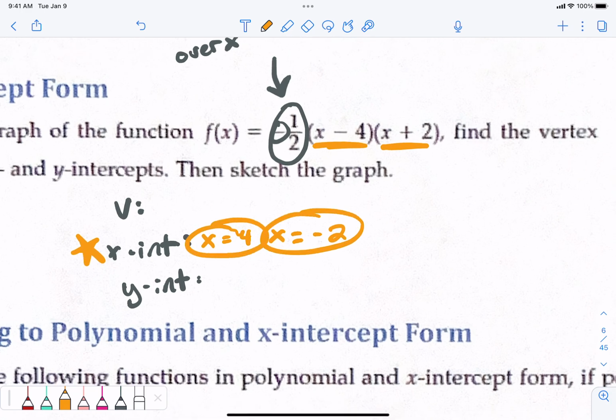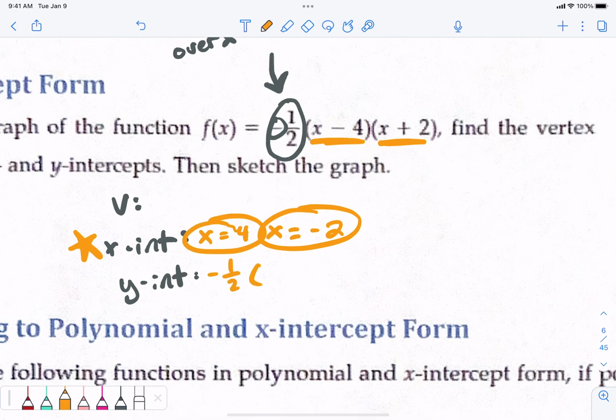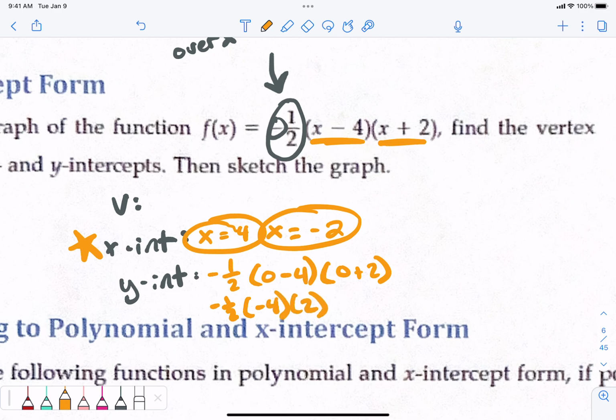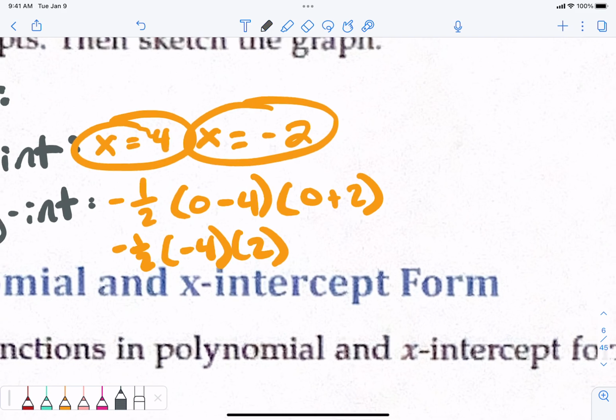And then let's do the y-intercept next, okay? How do you find x or y-intercepts? If it's not easy, you plug 0 in for the opposite one, right? So I'm going to plug 0 in for x. I'm going to do negative 1/2 times 0 minus 4 times 0 plus 2, okay? This is negative 1/2. 0 minus 4 is negative 4. 0 plus 2 is 2. What's negative 1/2 times negative 4? This is positive 2, and positive 2 times another positive 2 is 4. So the y-intercept will be at 4, okay?